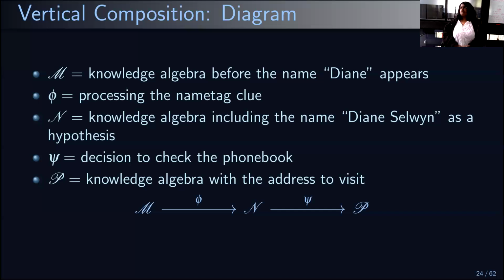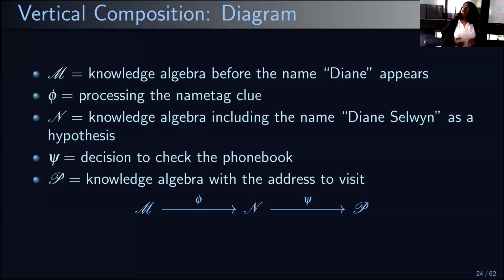So the way the vertical composition in this category works is that, like I said before, the vertical maps are basically these normal unital star homomorphisms. So consider M to be a knowledge algebra before the name Diane appears, and N to be a knowledge algebra where she sees the waitress's name tag and she just hypothesizes that her name is Diane. And then P, the knowledge algebra where she opens the address book and she understands, okay, this is the address that I have to visit.